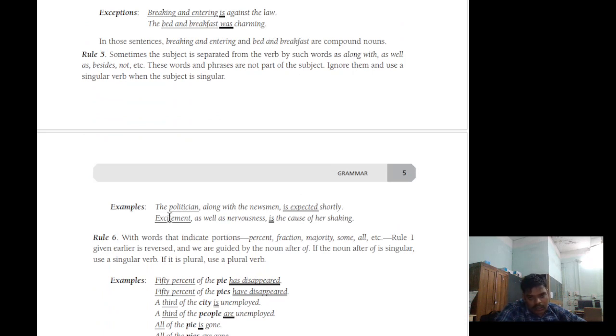The politician, along with the newsman, is expected shortly. Excitement as well as nervousness is the cause of her shaking.